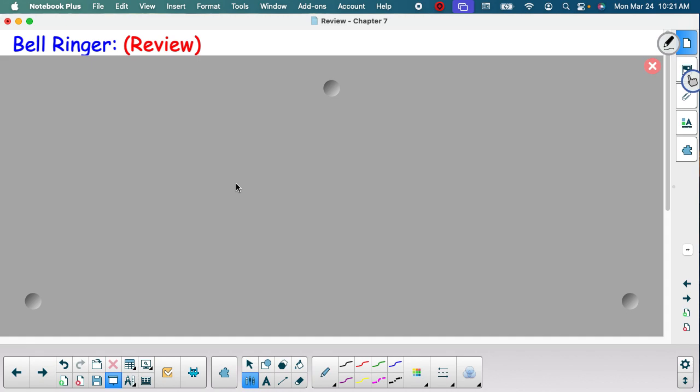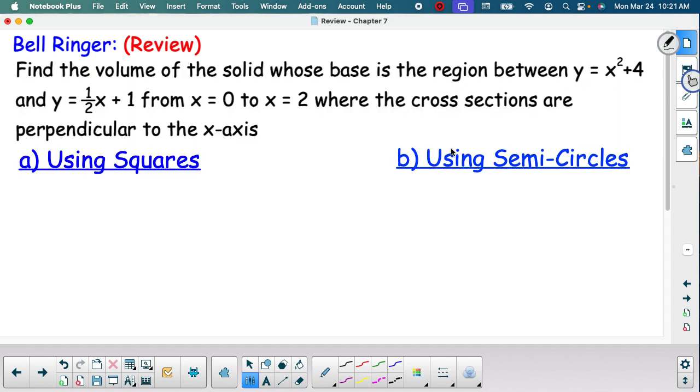And so here's my thought. Grab a whiteboard, grab a marker in the front here. And I'd like you to take a peek at the following problem. I'd like you to find the volume of solids whose base is the region between these two functions, x squared plus 4 and 1 half x plus 1, from x equals 0 to x equals 2. But the key right here is that the cross sections are perpendicular to the x-axis, and I want us to do it by using squares and by using semicircles.